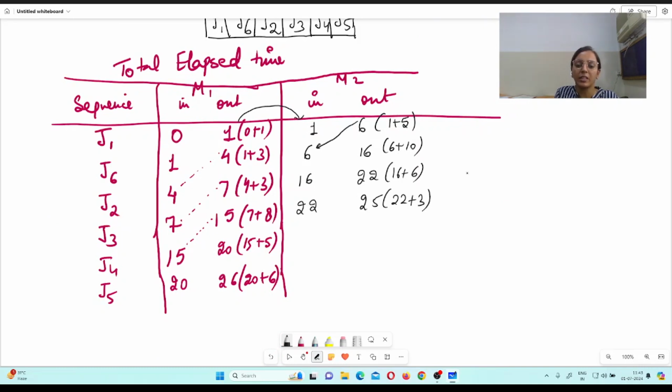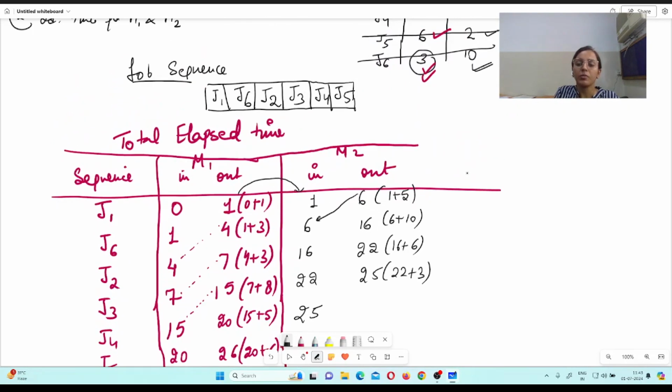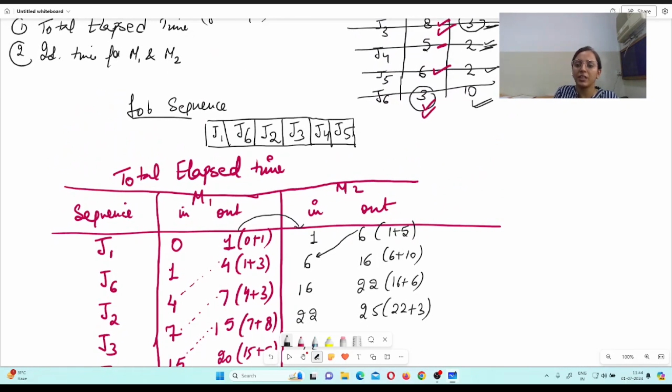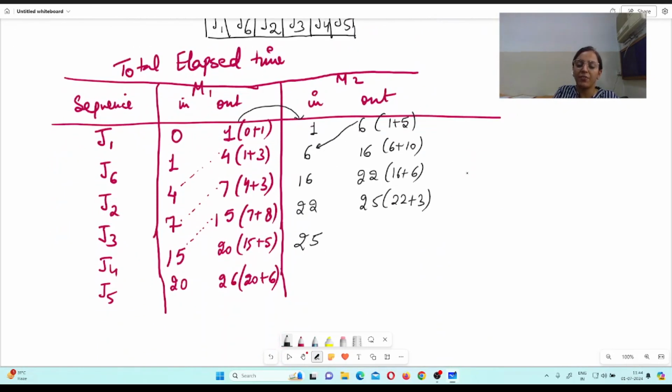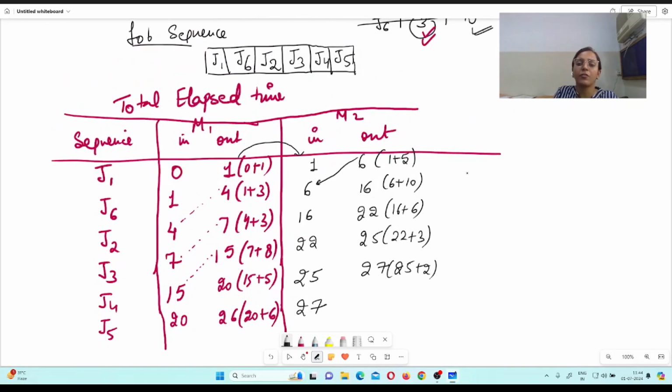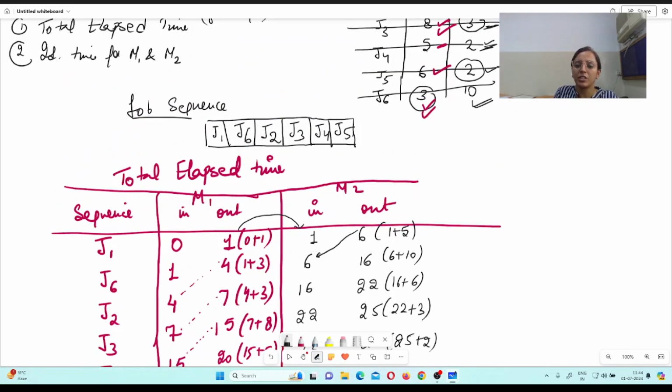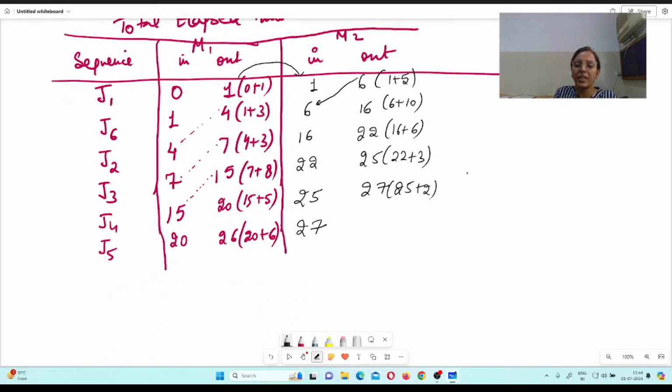Now again it is 20 and it is 25. Yes, we have to write 25 over here. And for J4, J4 machine 2 time is given as 2 minutes. So 25 plus 2 will be 27, right? And in the last, here you have to see again the same 26 for the J5 and it is 27. So we will write definitely 27. And for J5, for the second machine, it is 2 minutes. That means 27 in bracket plus 2, that will be 29 will be the out time.